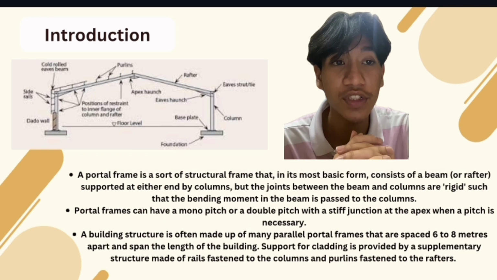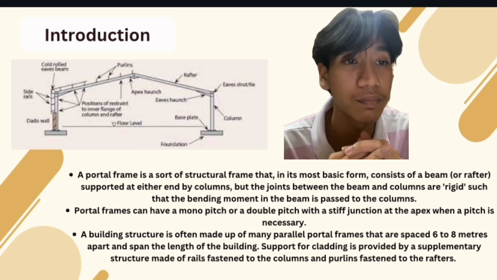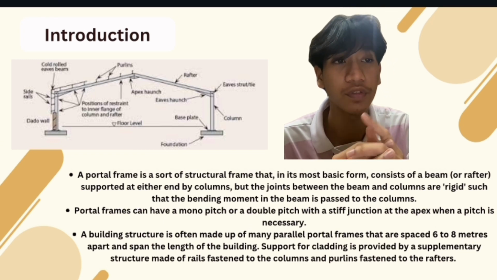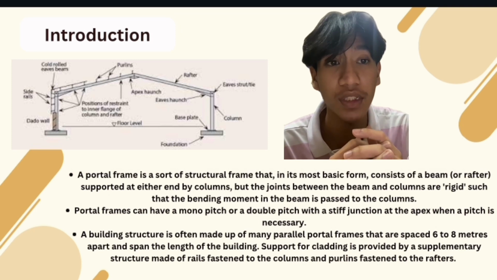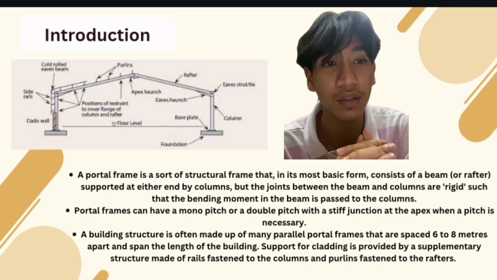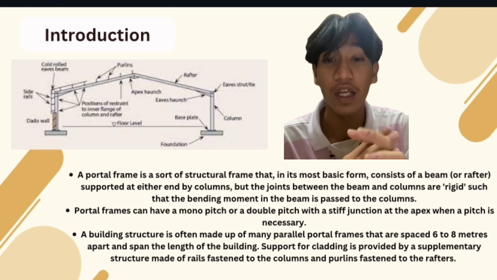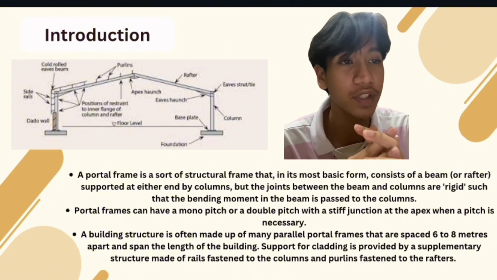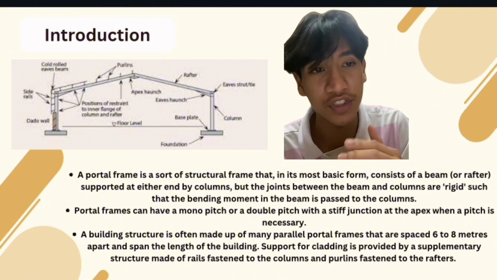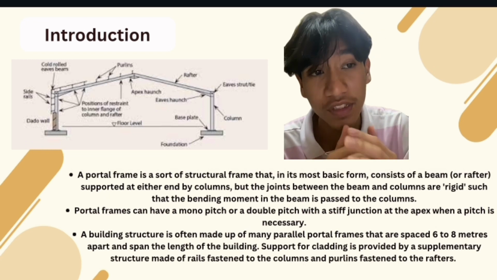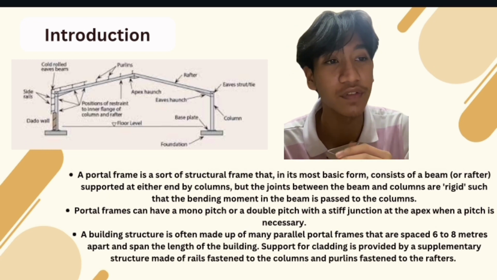A building structure is often made up of many parallel portal frames that are spaced 6 to 8 meters apart and span the length of the building. Support for the cladding is provided by a supplementary structure made of rails fastened to the columns and purlins fastened to the rafter.